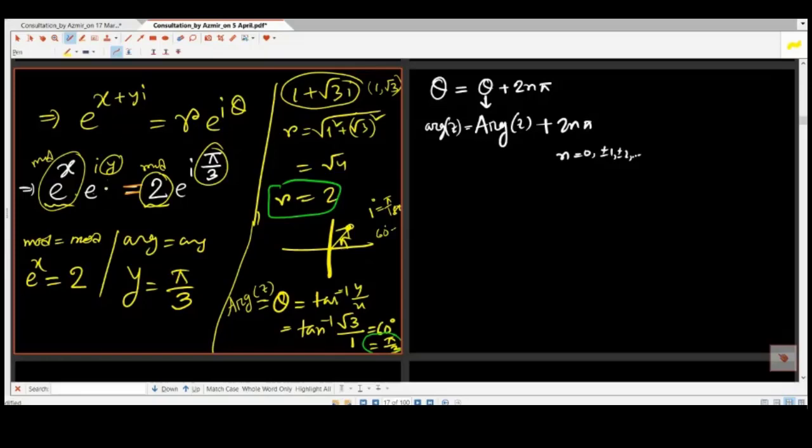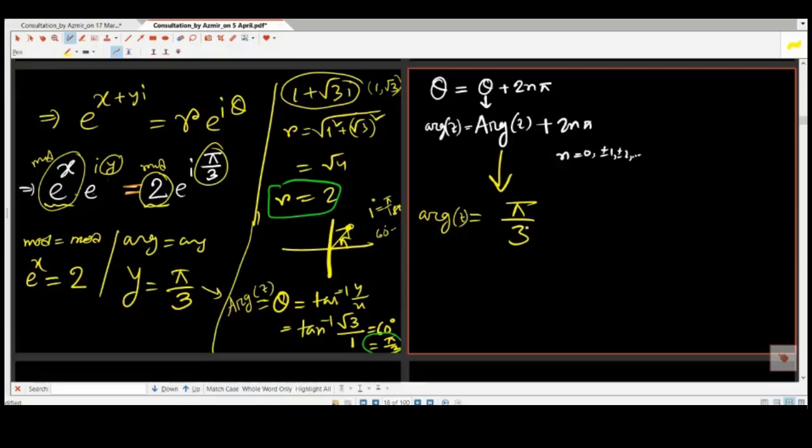I hope you have understood how to find these two equations from this equation. We are collecting the modulus from two sides and we are collecting the arguments. Here this argument pi over 3 is the principal argument. That means it is pi over 3, and we know that any argument can be principal argument plus 2n pi.